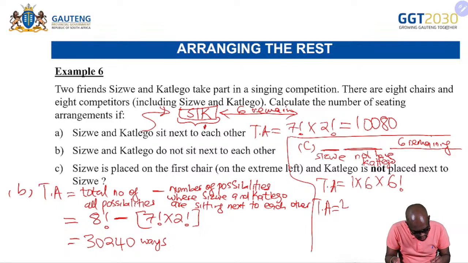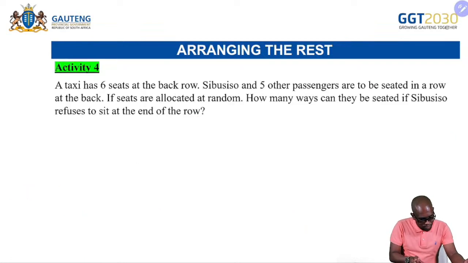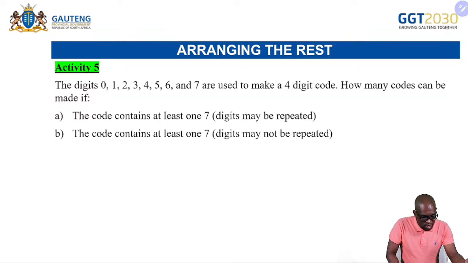This gives us 4320 ways. Right, let's move on. Obviously, because of our limited time, we're not going to do this activity as well. So let's check activity 5. Let's look at this complex one.